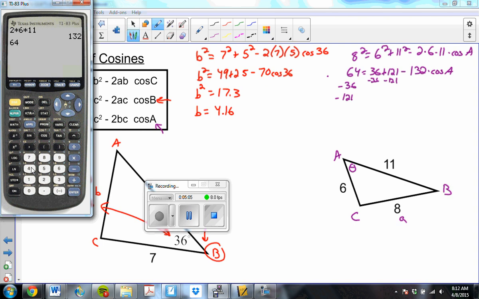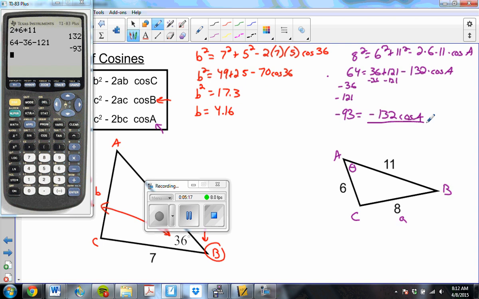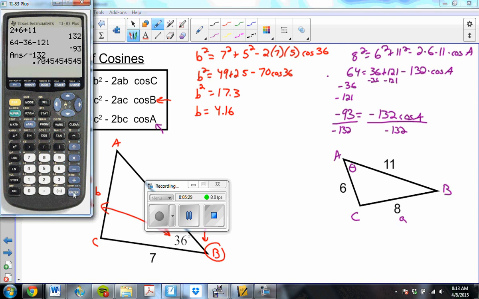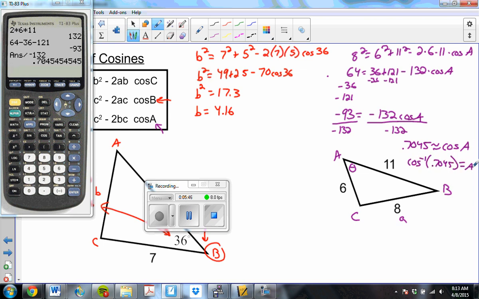So now my next step was 64 minus 36 minus 121. And that gives me negative 93 equals negative 132 cosine A. Now I'll divide both sides by negative 132. And I get this decimal 0.7045. And now I do an inverse cosine. I'm trying to find an angle. Whenever you find an angle, you do an inverse function. So I'll do an inverse cosine of 0.7045, and that will get me A.